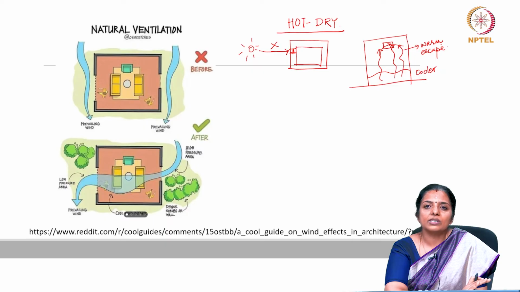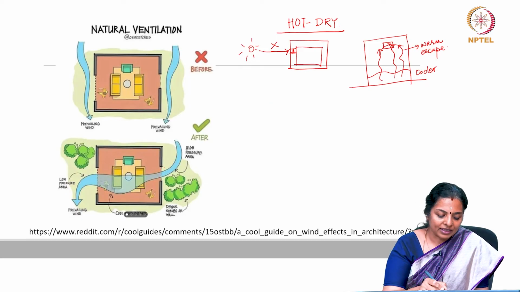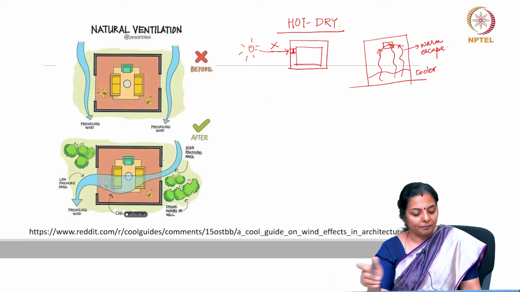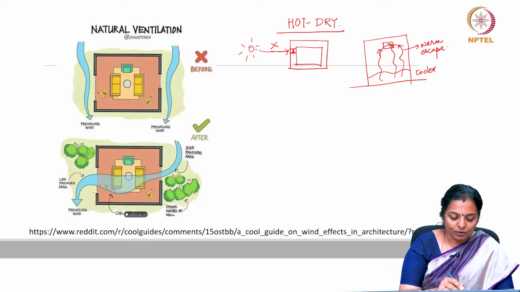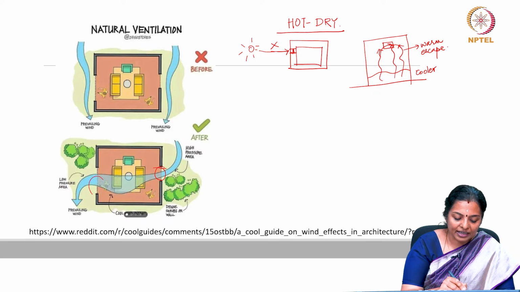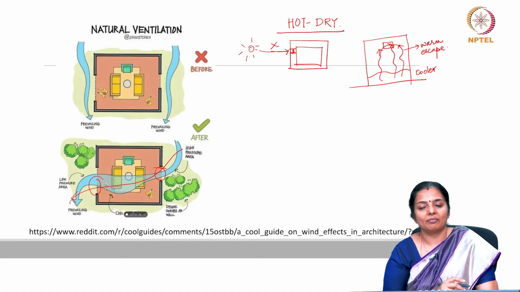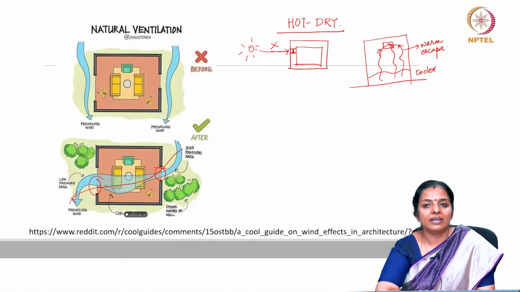Some basic thumb rules can be followed in the positioning of windows to enhance air movement. Windows should be staggered rather than aligned, unless the incident window is already at an angle. What do we mean by that? The windows should be staggered. So, one window is here and the outlet is staggered. It is not in the same line, and that ensures cross ventilation.